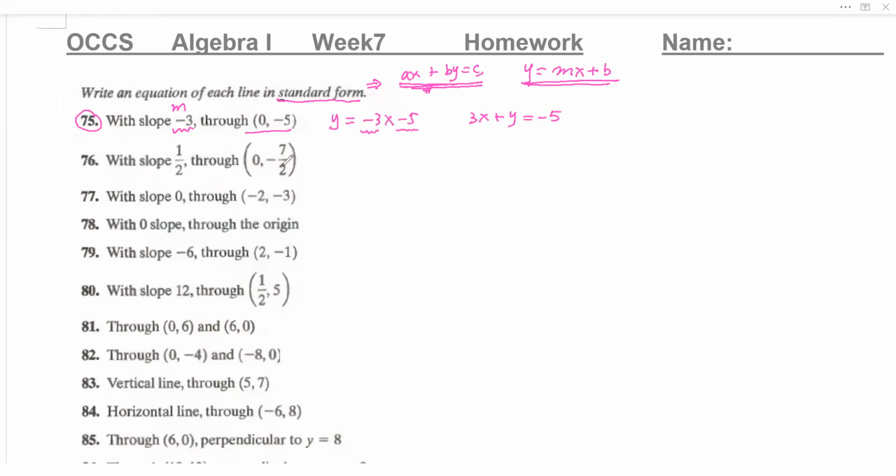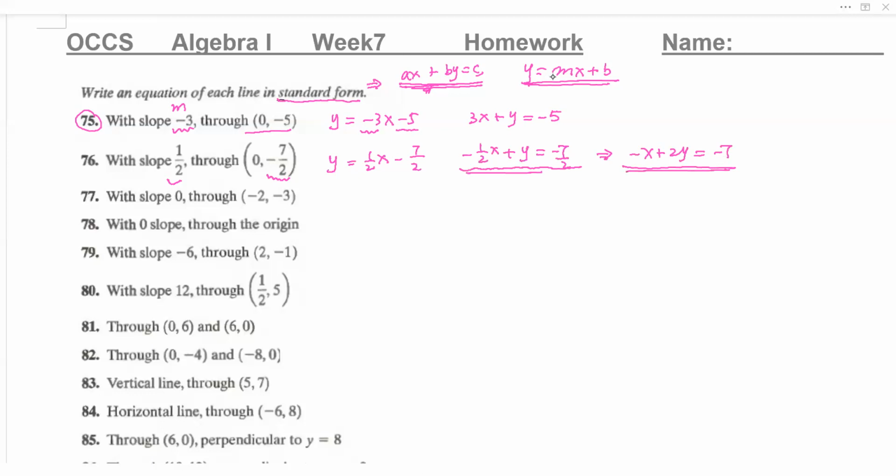All right, so see the second one. y equals half x minus 7 over 2, right? So this is the slope, this is the y-intercept. So we do a transform: negative half x, move this one to the left, plus y equals -7 over 2. If you want to transfer all the coefficients into whole numbers, you can also do a further transform: -x plus 2y equals -7. These both are correct, all right? Both are correct.